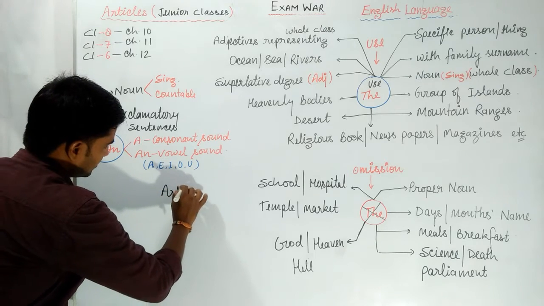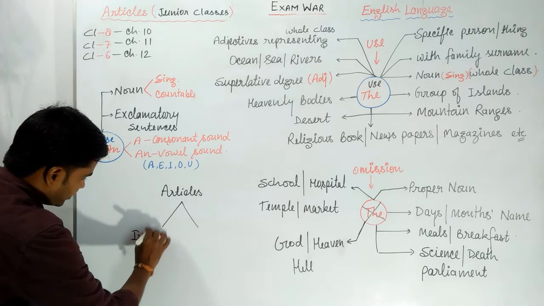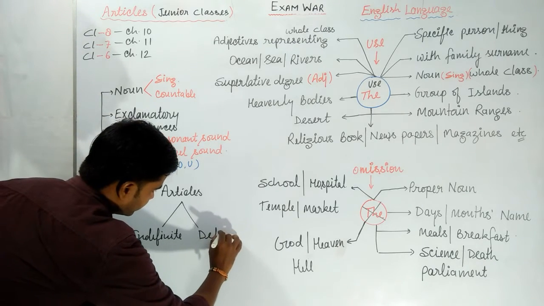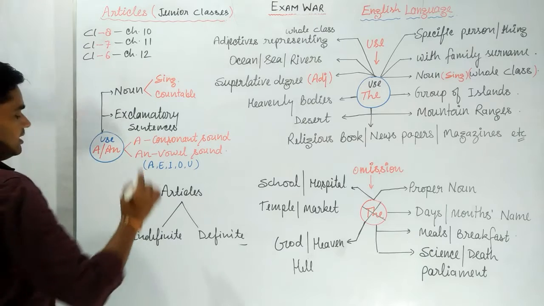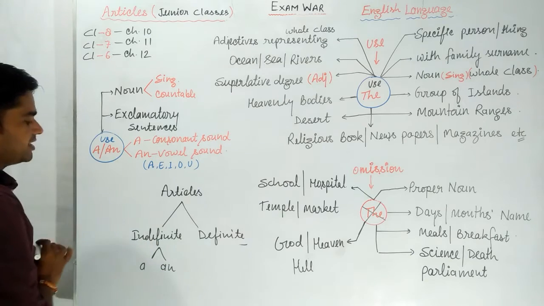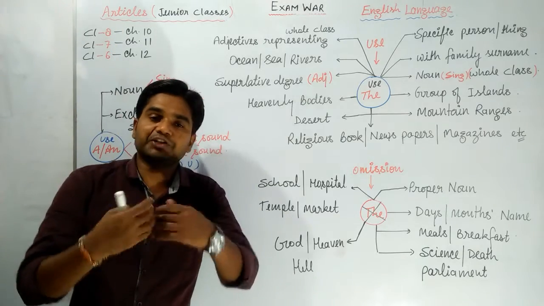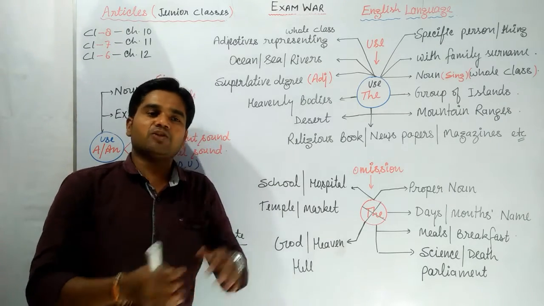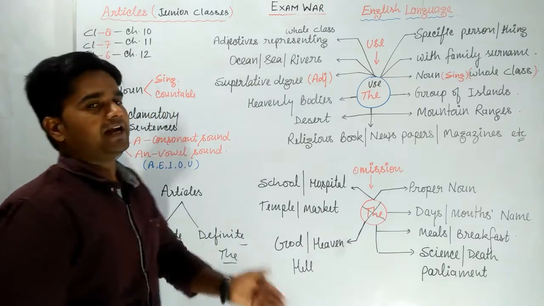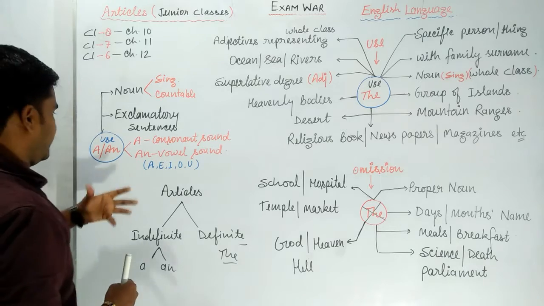Articles are of two types. First one, indefinite, and second one, definite. Dear students, a and an are indefinite articles, while the is the definite article, and they have their different uses. So in this class we are going to study the uses of definite and indefinite articles. Let's start with the use of a or an.